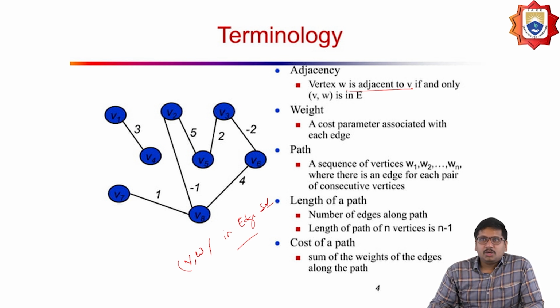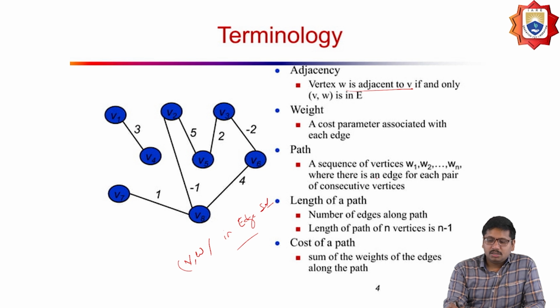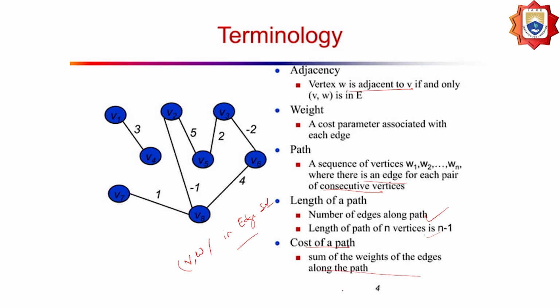Weight is the cost parameter that is associated with each edge. A path is a sequence of vertices W1, W2, and so on up to Wn, where there is an edge for each pair of consecutive vertices. The length of the path is the number of edges along the path, so the length of a path of n vertices is n minus 1. The cost of a path is the sum of the weights of the edges along the path.